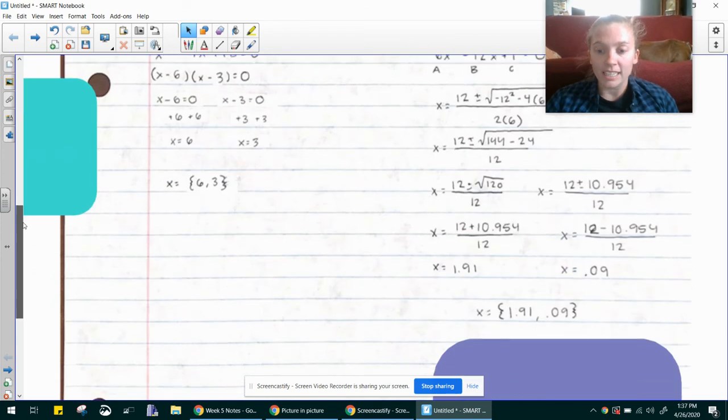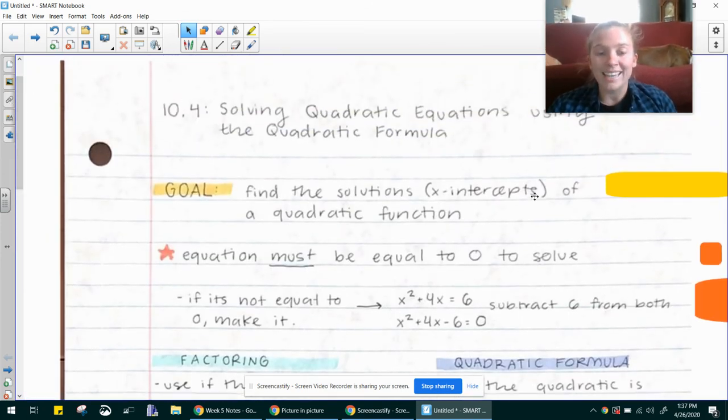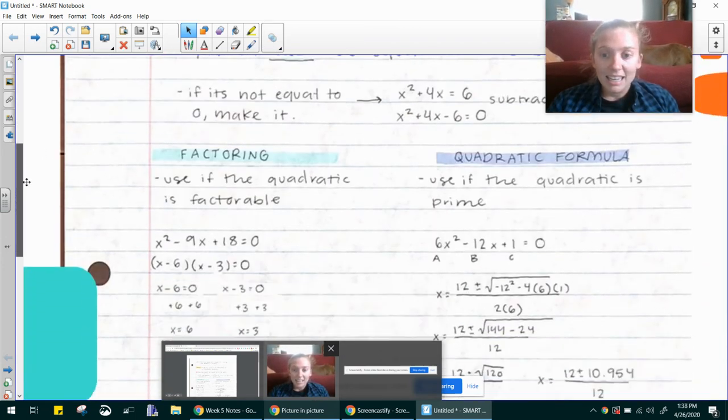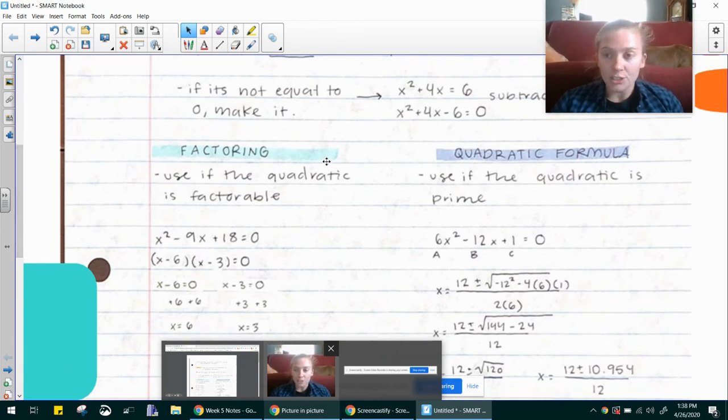Again, when we are finding the solutions, we are looking for the x-intercepts. Our equation must be equal to 0 to solve no matter which strategy that we are using. And we're going to use factoring if the quadratic is factorable, and we're going to use the quadratic formula if the quadratic is prime.